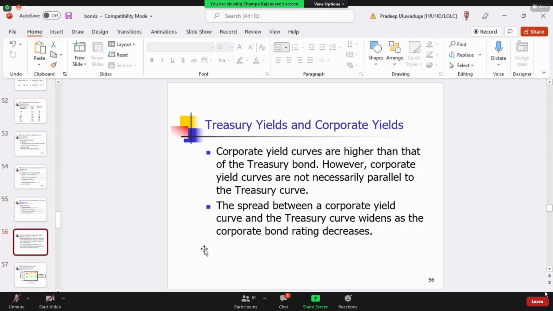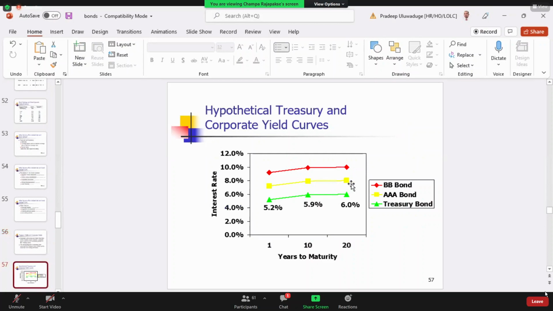Then let's compare treasury yields and corporate yields. Corporate yield curves are higher than that of treasury bonds. However, corporate yield curves are not necessarily parallel to the treasury curve. The spread between a corporate yield curve and the treasury curve widens as the corporate bond rating decreases. So if the bond rating decreases, the gap widens.